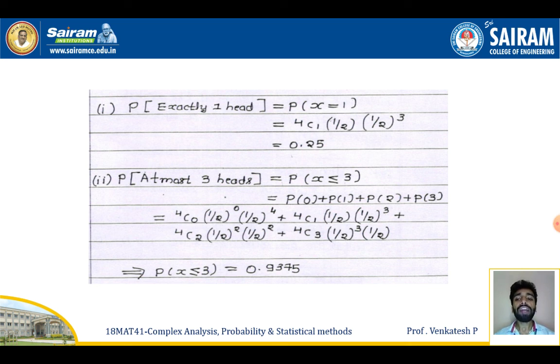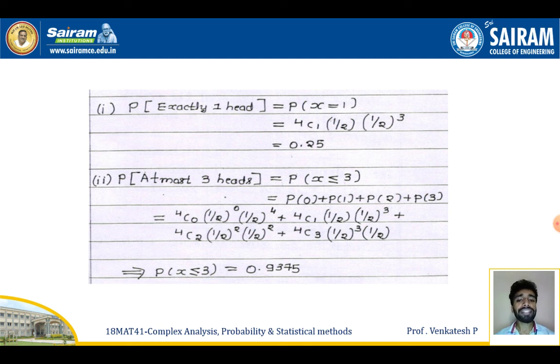Similarly, I want to find at most 3 heads. It is nothing but P of x is less than or equal to 3. So P of x less than or equal to 3 means the range of the discrete random variable varies from 0 to 3. That is P of 0 plus P of 1 plus P of 2 plus P of 3 will get it.